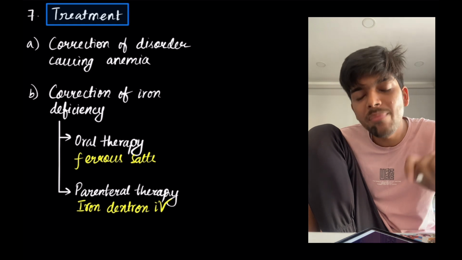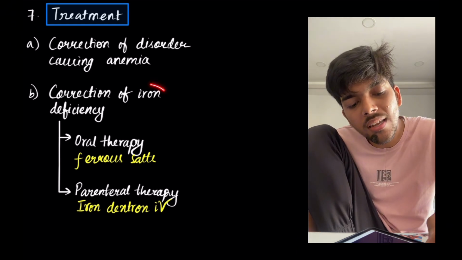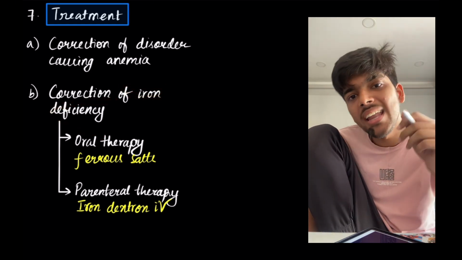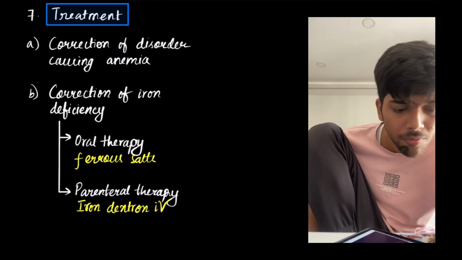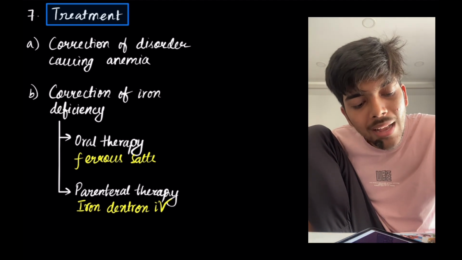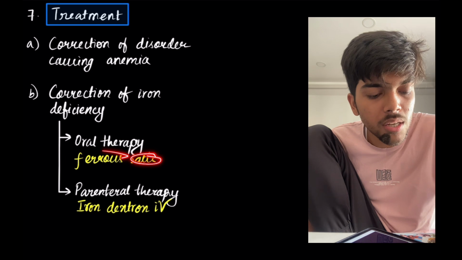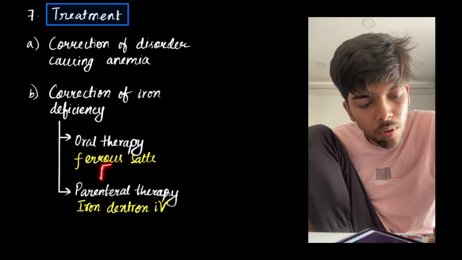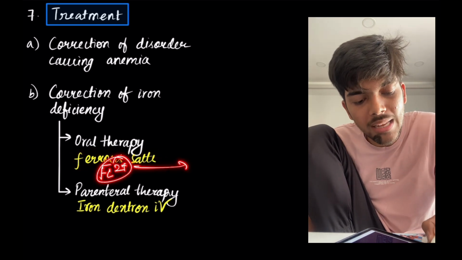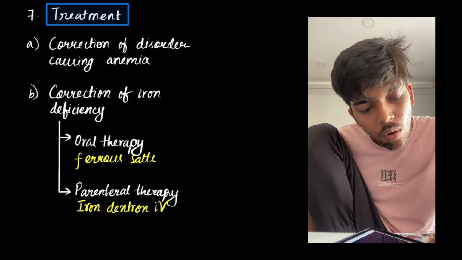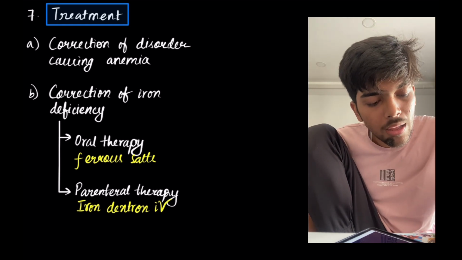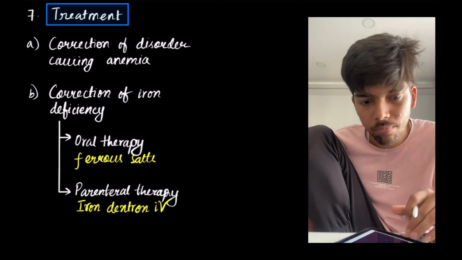But if anemia is caused by an actual deficiency in iron, like deficiency in intake or absorption of iron, then we can perform either oral therapy by giving ferrous, Fe2+ salts, because Fe2+ gets absorbed easily, or you can also give iron dextran by IV route.